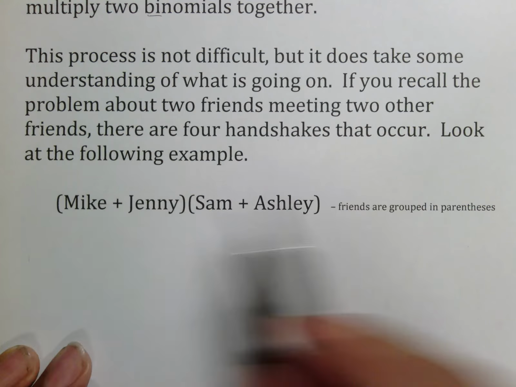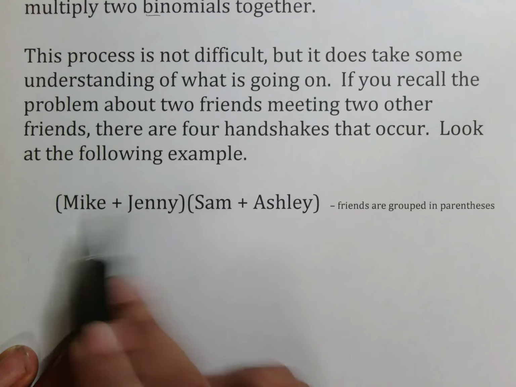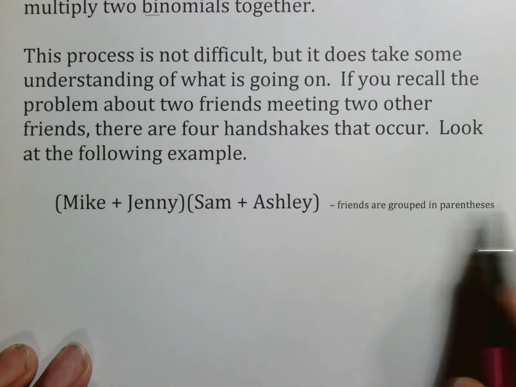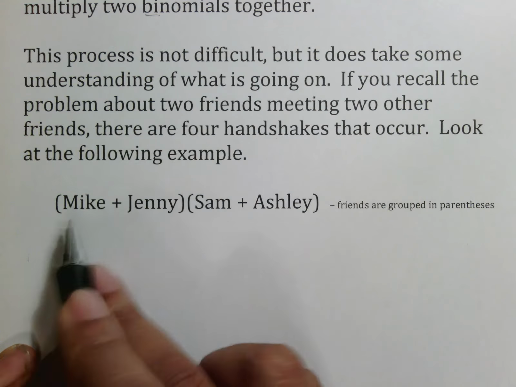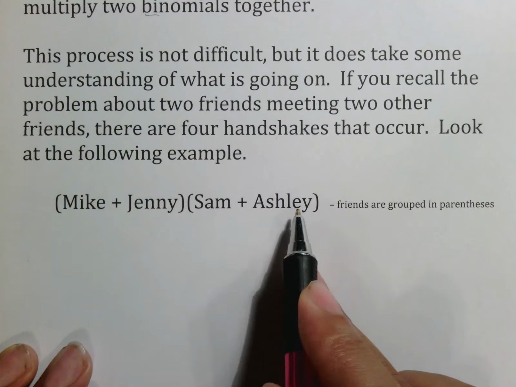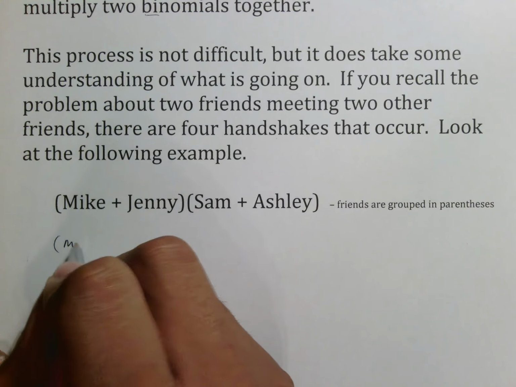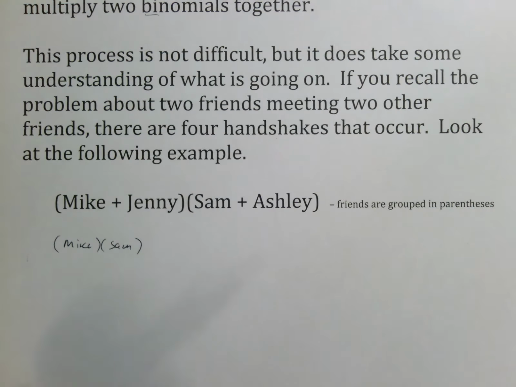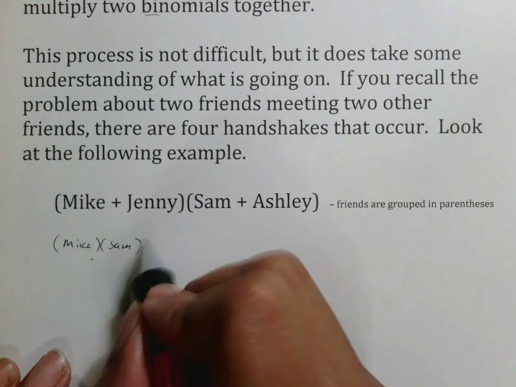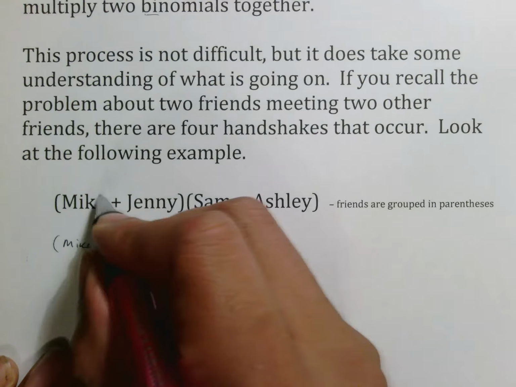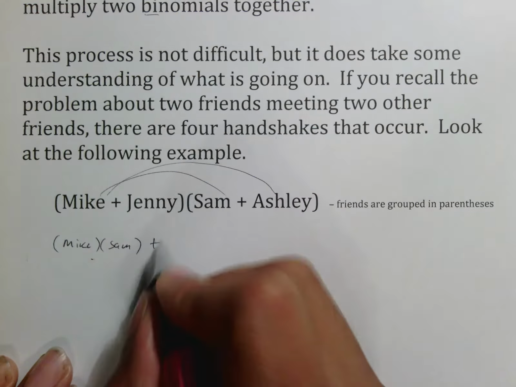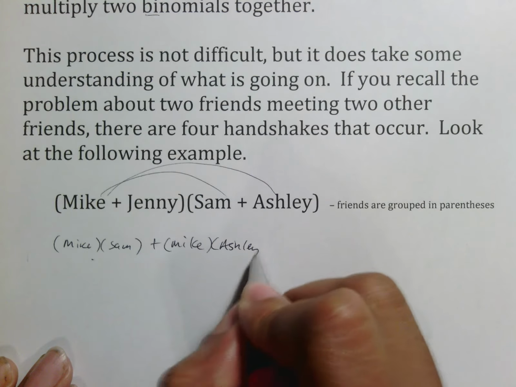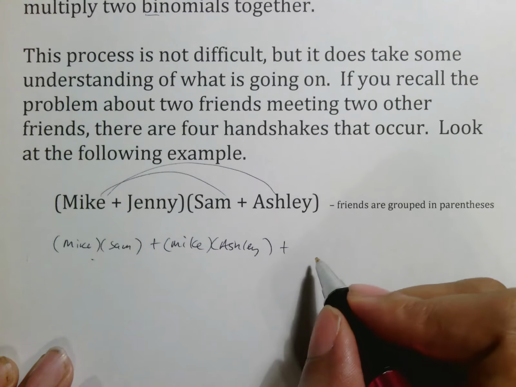Let's make it happen. Here we're going to have Mike and Jenny, who are friends, meeting Sam and Ashley, who are friends. And so friends are grouped in parentheses. That's how I show that. That's how I remember that. These two already know each other. These two already know each other, which means what's going to happen is Mike is going to shake hands with Sam, and that's how I show it. Mike shakes hands with Sam, and, which always means plus, Mike is then going to shake hands with Ashley, and, which always means plus.